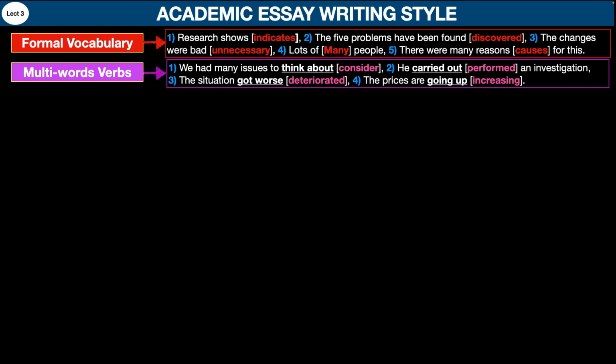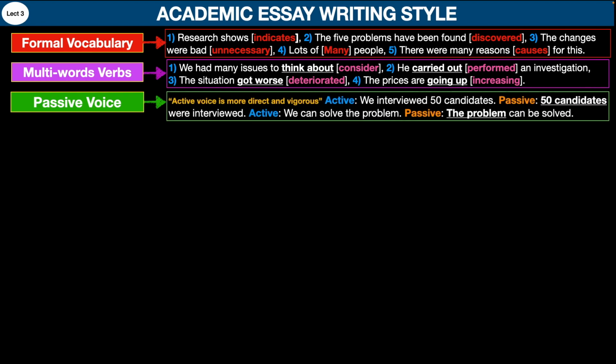"The prices are going up." Going up is 2 words. Instead of going up, use increasing. So in academic writing, we say less is more, meaning that you have to use fewer words, but you are going to express more. And then the next one is passive voice.